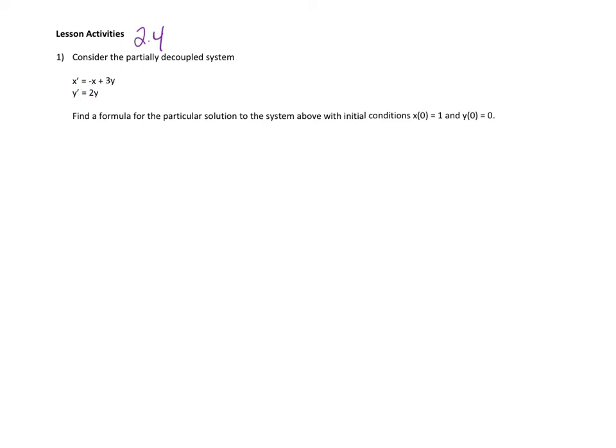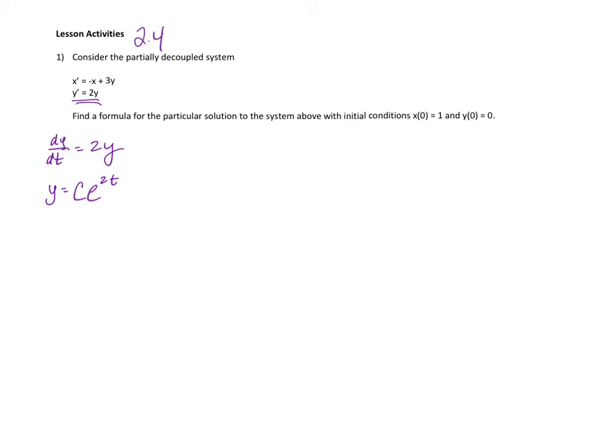X does not influence that equation at all. So we solve dy dt equals 2y. You can solve by separation of variables. You will end up with y equals c e to the 2t. So that's one of my solutions. Like, I'm done there. I know the solution to the y prime equation.